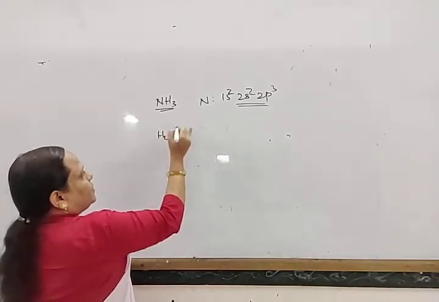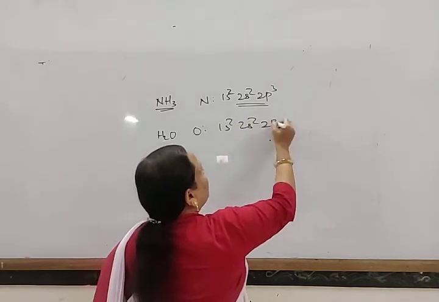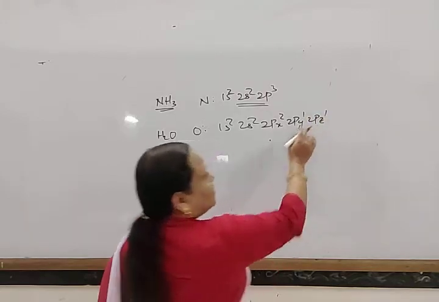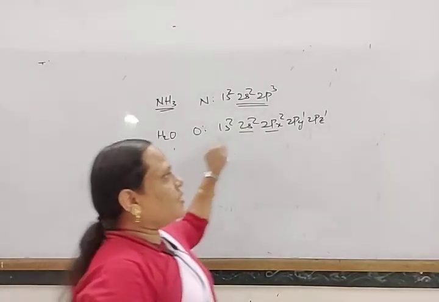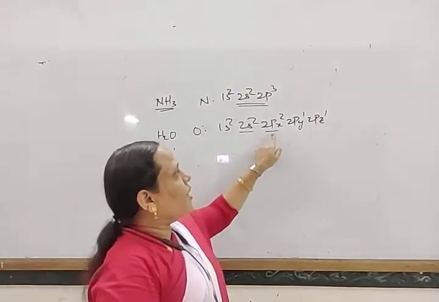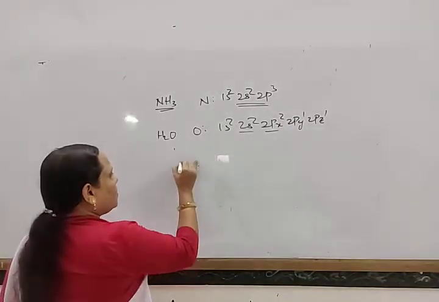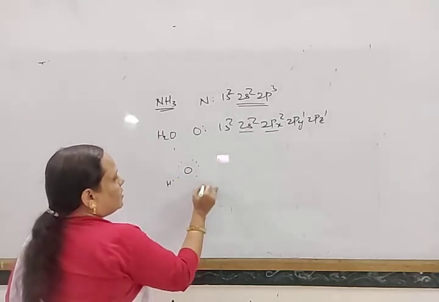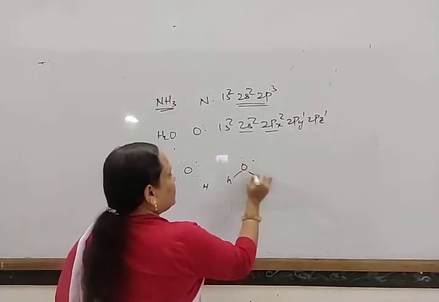formation of water, H2O. The oxygen has electronic configuration 1s2, 2s2 and 2px2, 2py1 and 2pz1. That's 2 unpaired electrons and 2 lone pairs. You know, oxygen has no d orbital, so there is no excitation of electrons. So 2s2 and 2px2 are pairs and these are single electrons. So oxygen has 2 lone pairs and 2 unpaired electrons, and hydrogen and another hydrogen. So O and H and H.